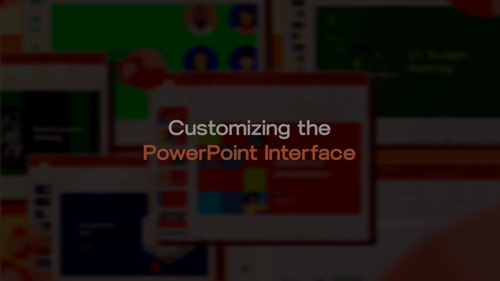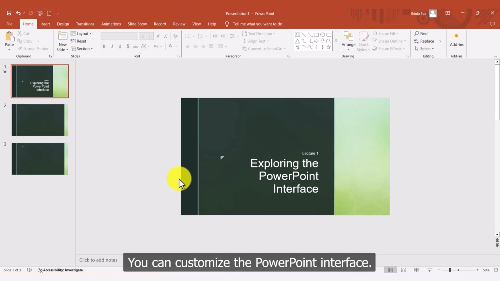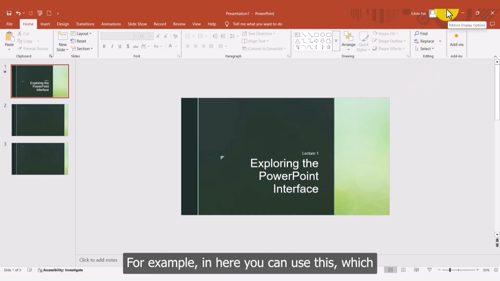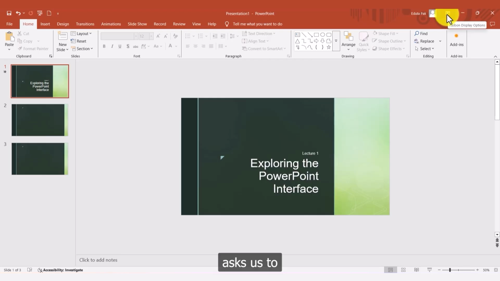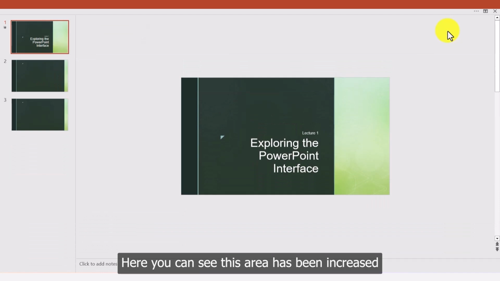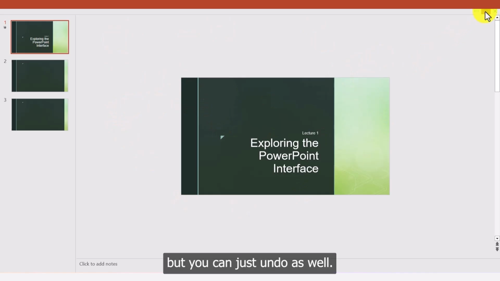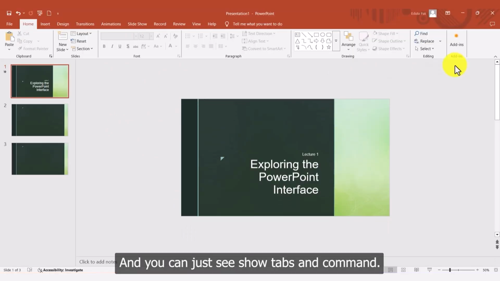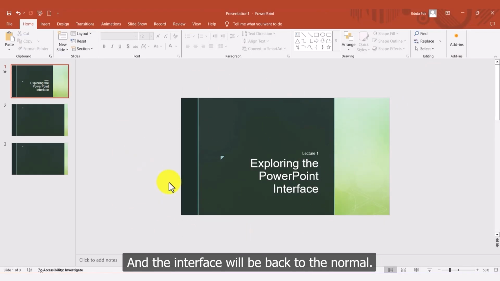Customizing the PowerPoint interface. To improve your workflow, you can customize the PowerPoint interface. For example, minimize the ribbon. If you need more screen space, click on the small arrow at the right bottom. In here you can use this, which asks us to hide this ribbon. Here you can see this area has been increased and you can just have more space to see your content, but you can just undo as well and you can just see show tabs and commands and the interface will be back to normal.